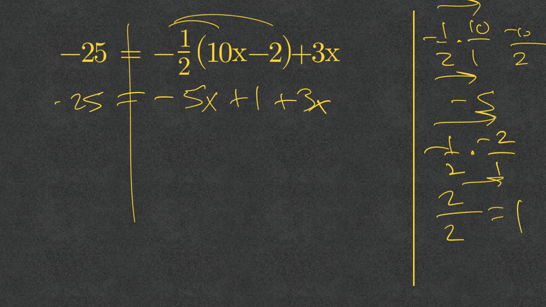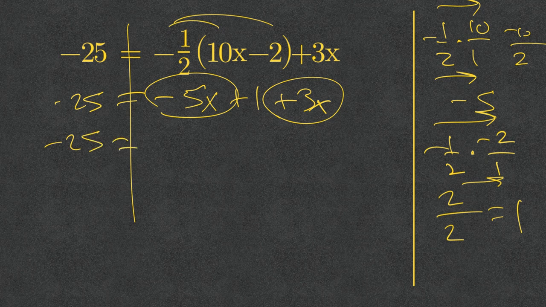Okay? So now, on the right side, is there anything we can combine? -5x and 3x. What is -5 plus 3? -2x. Different signs. Subtract, take the sign of the larger number. -5x plus 3x is -2x. We also still have a +1 there.